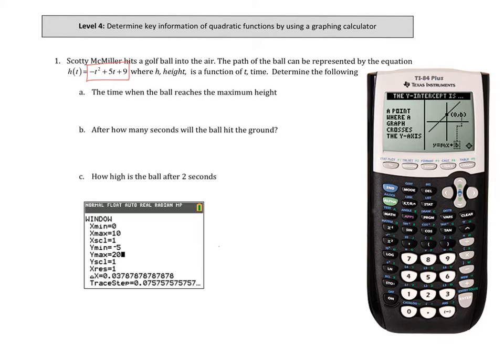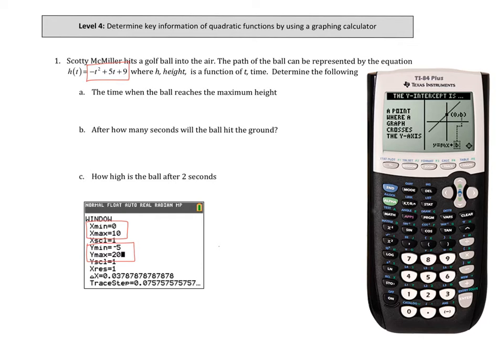Now if you press the window button, and the window button is next to y equals, you should see this screen, and it will say -10 for x min, 10 for x max, and -10 to 10 for y min and y max as well. So you can change those. We're only going to be dealing with x min, x max, y min, y max. That's all you need to worry about. And I changed mine to be 0 to 10 and -5 to 20.